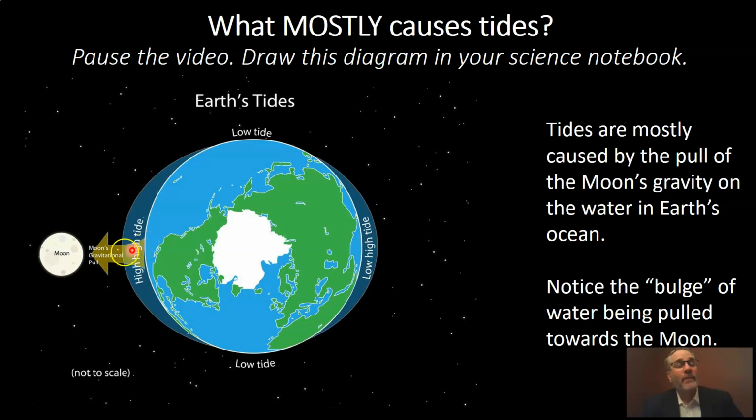So here, if you happen to be at this place on Earth, right here, you would be experiencing a high tide because the side of Earth would be faced, or would be closest, to the moon, and it would be under the influence of the moon's gravity, which would be pulling on that water.